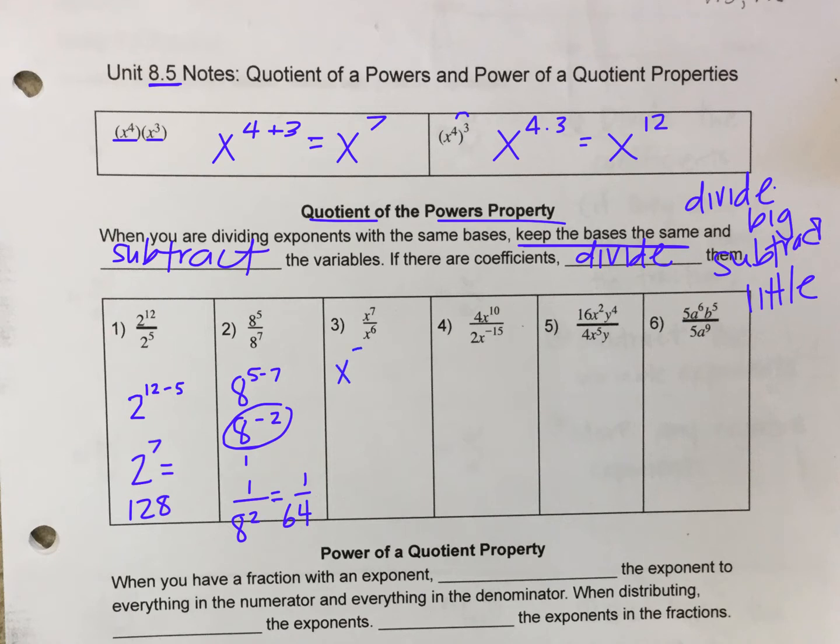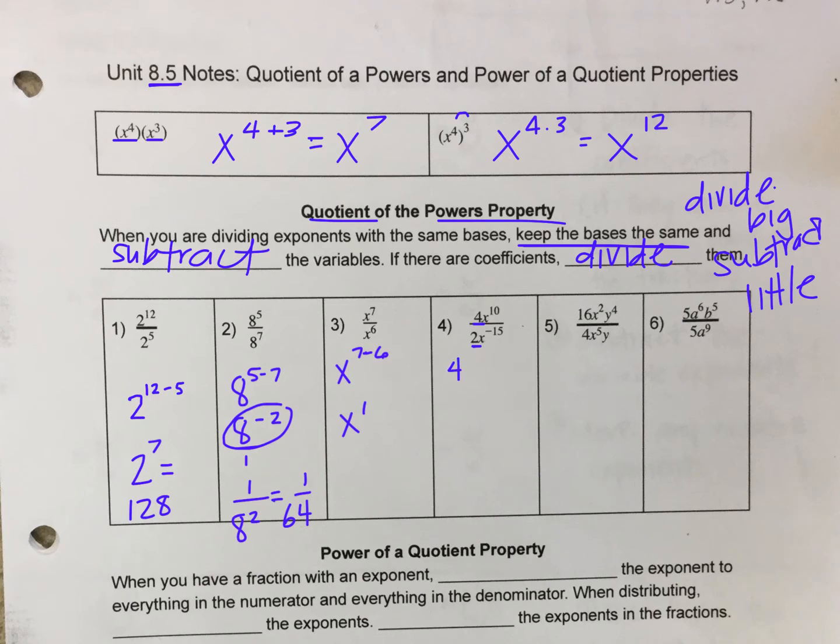Keep the base the same. 7 minus 6. 7 minus 6 is 1. x to the 1. All right. Now, this is different because I've got these coefficients right here that are in front.